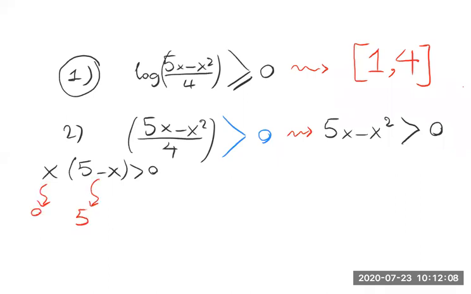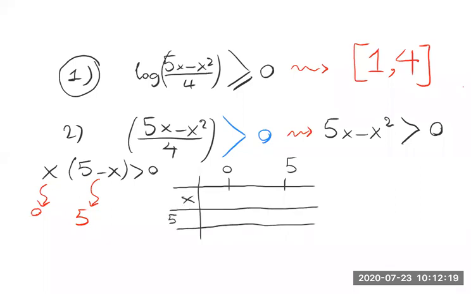Yes, your answers are correct. I can form the same table. 0 here, 5 here. I have x, I have 5 minus x, and I have x times (5 minus x). Well, here x is 0. Before that, it's negative. After that, it's positive.